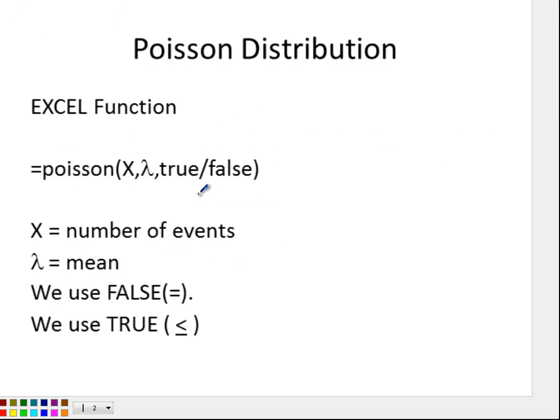So this is the Excel function for Poisson distribution. X is the number of events, lambda is your mean, and then you have to put true or false depending on the sign. You will use false if you have an equal sign. If you have less than or equal to, you will use true.